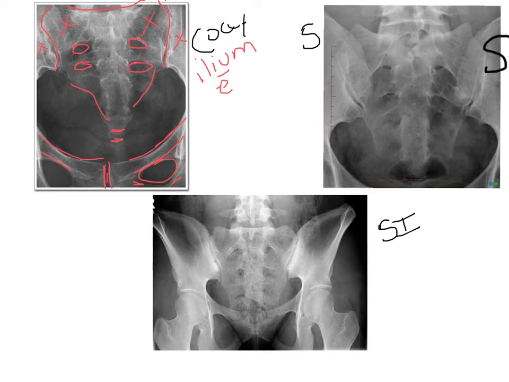Okay, now we're going to take a look at the AP axial sacrum, which you will find to the right of your screen. Quickly going over some anatomy. What must be included on an AP axial sacrum? It would be L5, which you will find here.